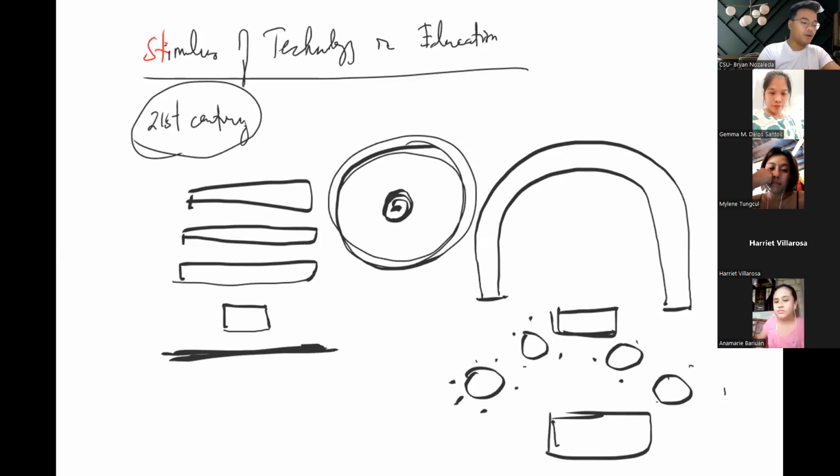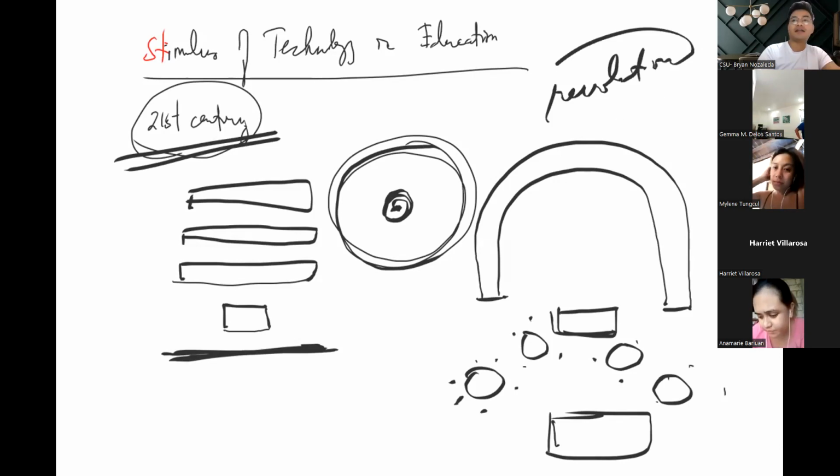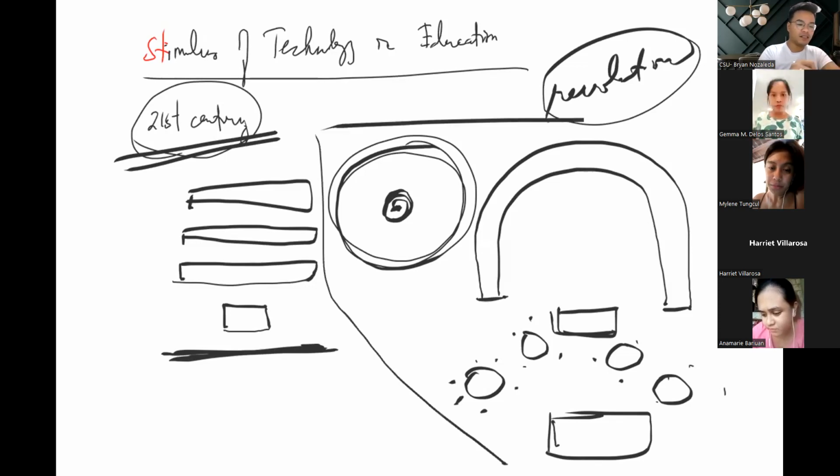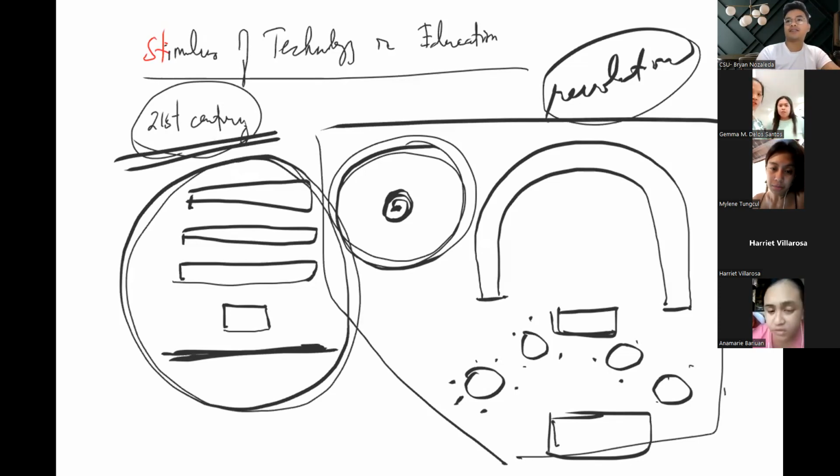So at this point in time, in the 21st century, the classroom has been revolutionized. There was a revolution in the structure of the classroom. And what can you say about these structures inside the classroom versus the traditional way of doing it in the classroom?